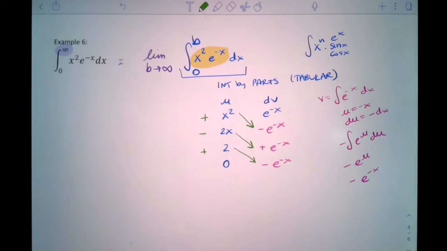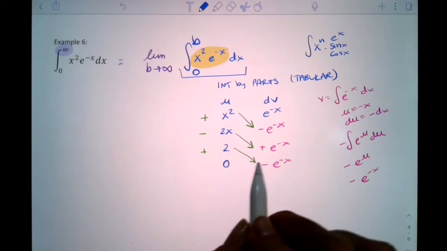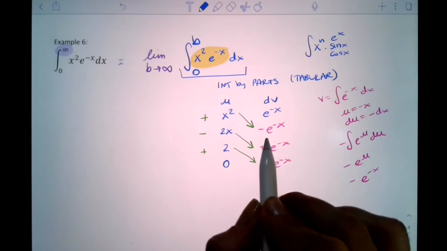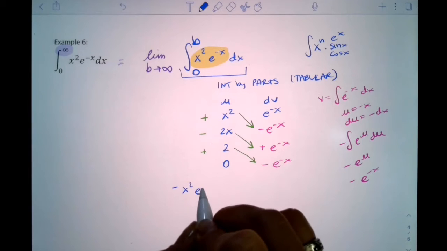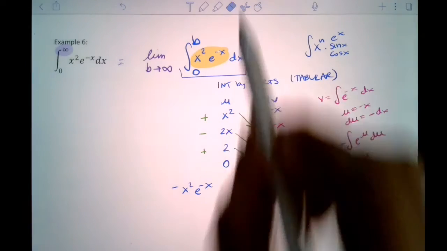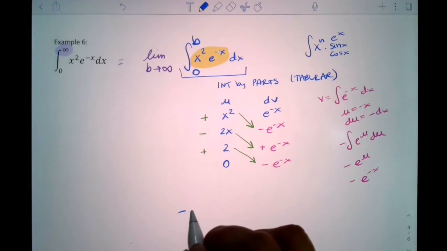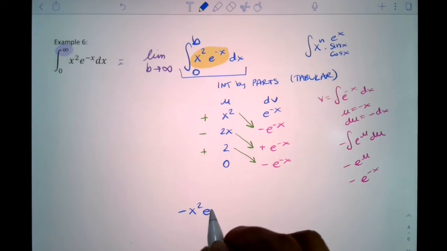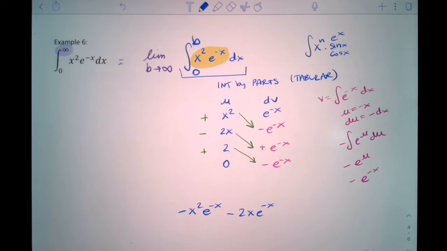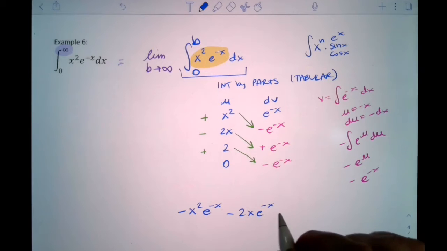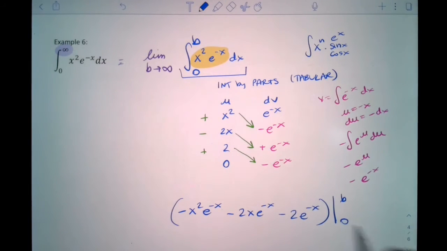Okay. So I'm going to write down my antiderivative, and let's see, I have x squared times negative e to the negative x. So that would be negative x squared e to the negative x. I'm going to give myself some room. My next one is negative 2x e to the negative x. And my third part is negative 2 e to the negative x. Now, that is your antiderivative.